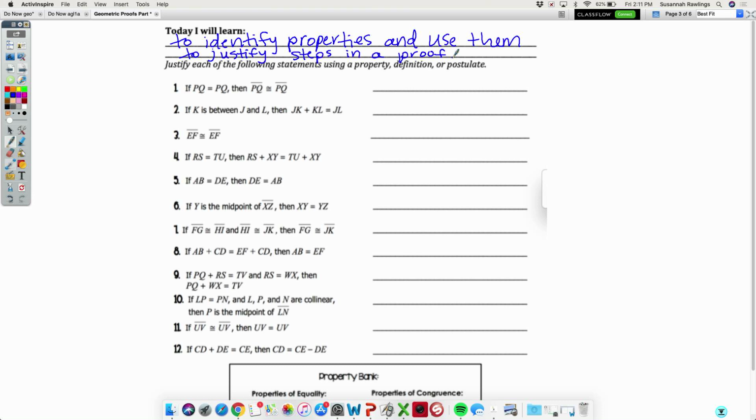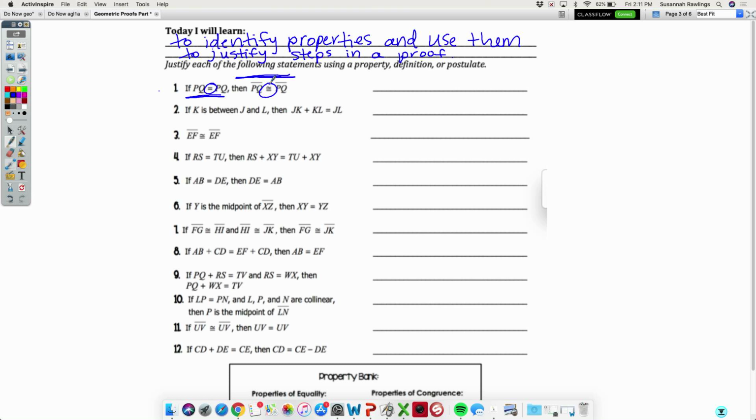So let's start with number 1. PQ is equal to PQ. Sorry, so what you want to look at is the if part to the then part. From the if part, it says PQ equals PQ. Then PQ is congruent to PQ. So this is not reflexive, even though it looks like reflexive, because what's the only thing that changed from my if statement to my then statement? The symbol. The symbol is the only thing that changed. Very good. If the symbol is the only thing changing, look at your reference sheet. What is that property called?